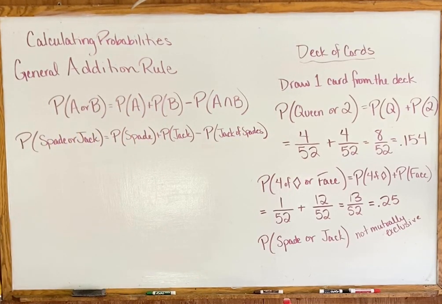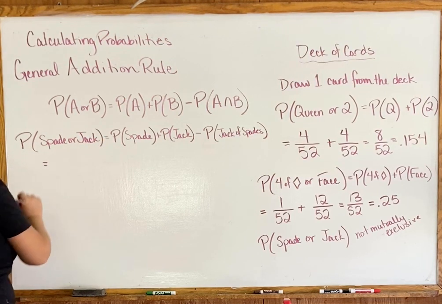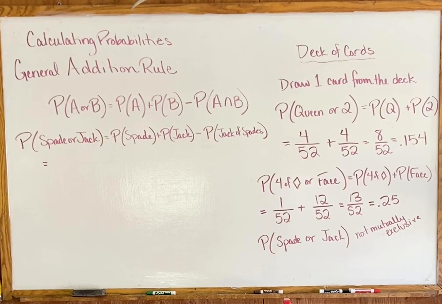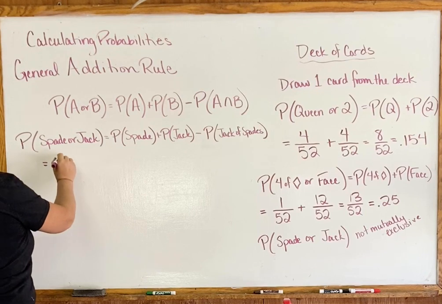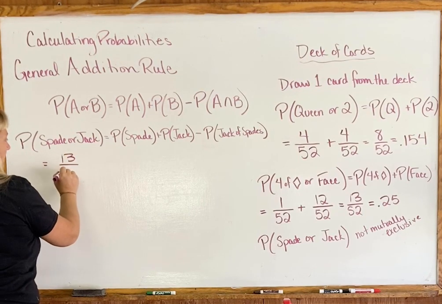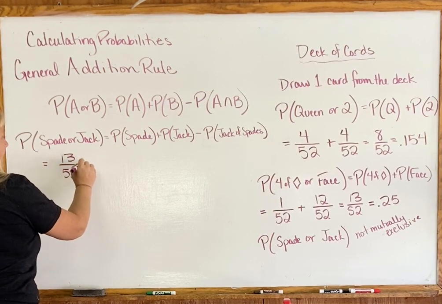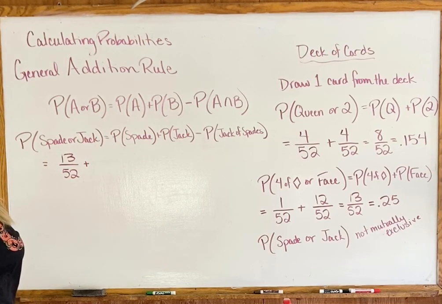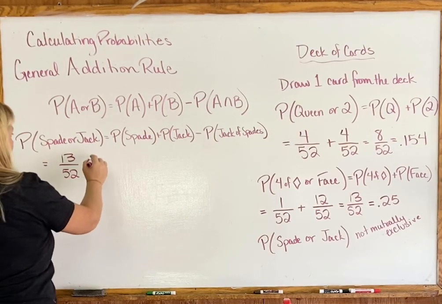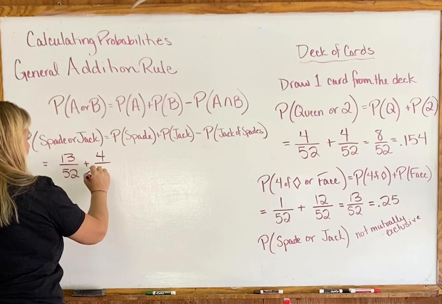It's in both groups. All right, so thinking about the deck, a quarter of the deck is spades, so that's 13 out of 52. And then how many jacks are there in the deck? There are 4 jacks, 4 out of 52.